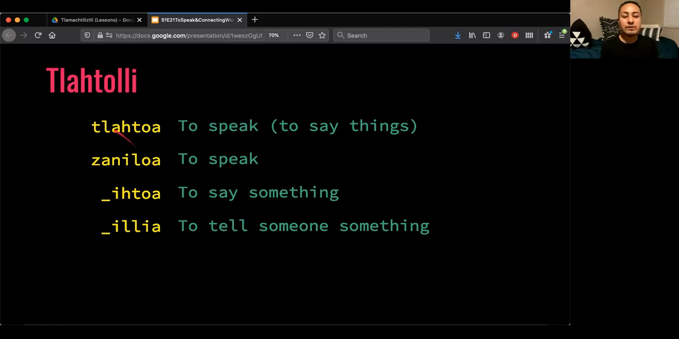But this verb to speak really is coming from the verb ihtoa, which is a transitive verb that always requires an object, and it means to say something. In other words, you cannot use this with a person, even though in Classical Nahuatl you could, but not in Huasteca or modern Nahuatl. And then Illia is to tell a person something.